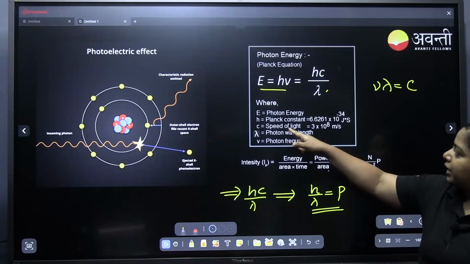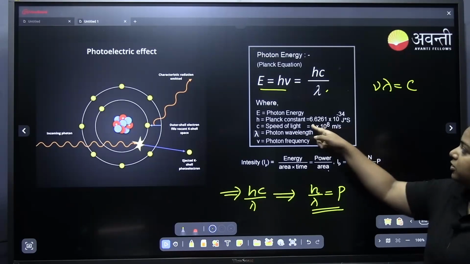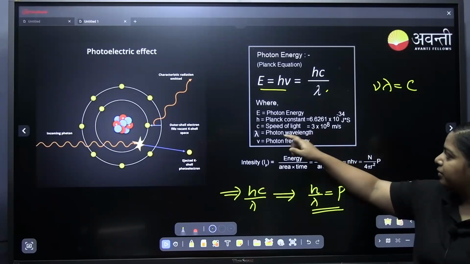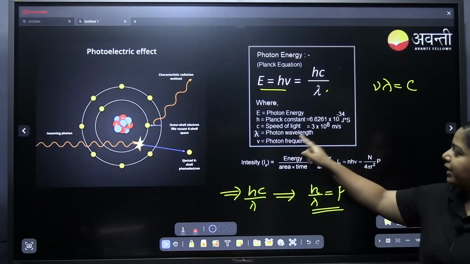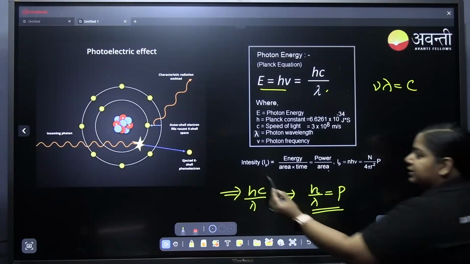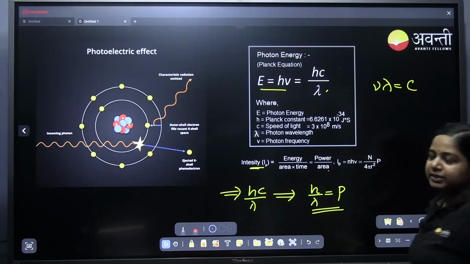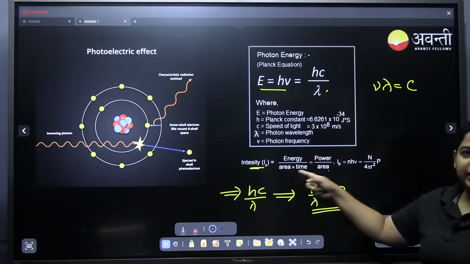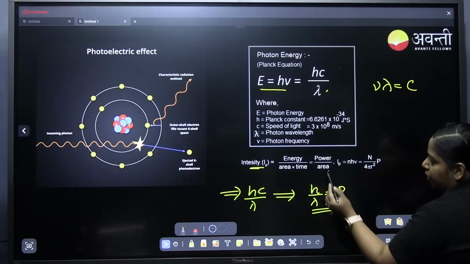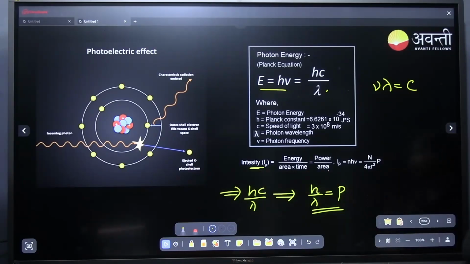Now E is photon energy, and the value of Planck's constant is 6.62 into 10 to the power minus 34 joule second. C is speed of light, lambda is photon wavelength, nu is photon frequency. Now intensity, what is intensity? Intensity is energy per unit area per unit time. Energy by time is power, so power by area is also intensity.